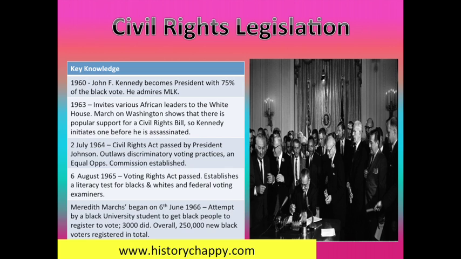In 1965, the Voting Rights Act was passed, which established a standardised literacy test for both blacks and whites and installed a federal voting body who could go and examine the voting examiners, so they could check whether the literacy tests were being equally applied.